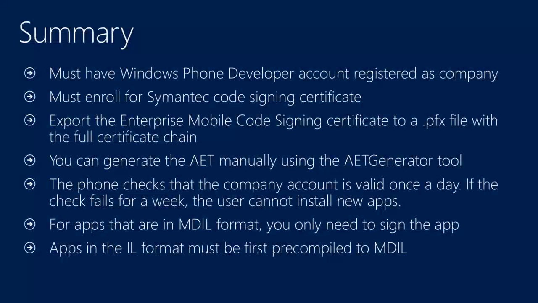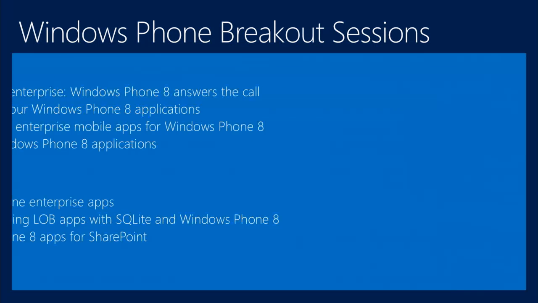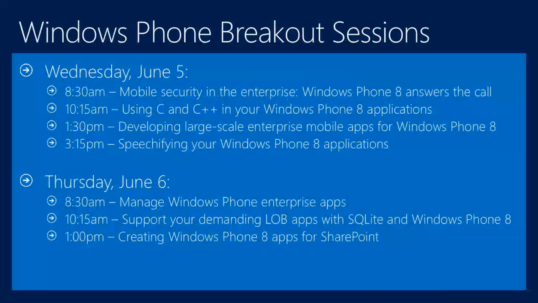Remember that the phone checks for the company account once a day. It makes sure that it's valid. It makes sure that the AET is valid. If the check fails for a week, the user will not be able to install any of those apps. Remember that for apps that are in MDIL format, you only need to sign the app. If it's in IL format, you need to precompile it to MDIL. So I think that's just about it for this session.